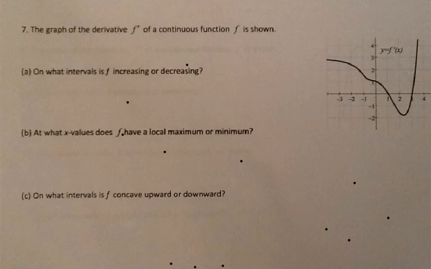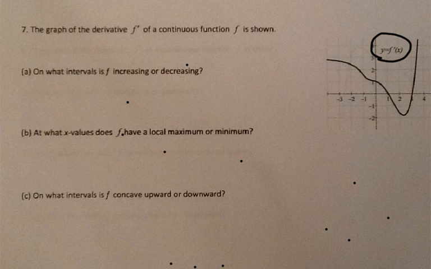Okay, number 7. This is the last one we're going to do together, and then I'm going to turn you loose to work on the rest on your own. This one says the graph of the derivative f prime of a continuous function f is shown. So here again we are given the first derivative's graph. So this one will be similar to the problem 4 that we skipped a little bit ago.